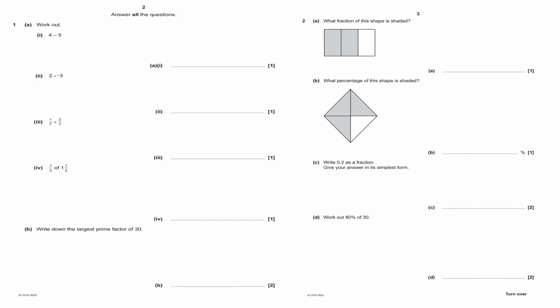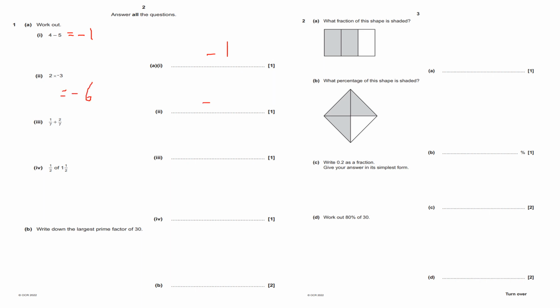This is question number 1. Work out 4 subtract 5. So, negative numbers, 4 take away 5 is equal to -1. Because 4 take away 4 is 0, and then take away 1 more, I get to -1. Then 2 times -3. Well, a positive times a negative, the sign will be a negative, so it'll be -6.